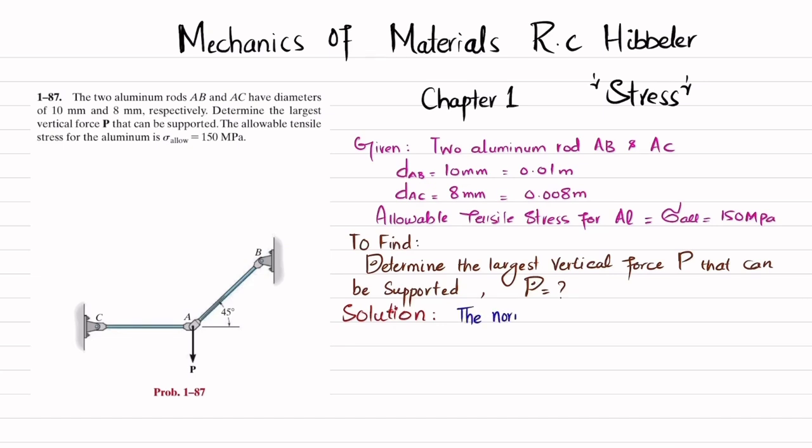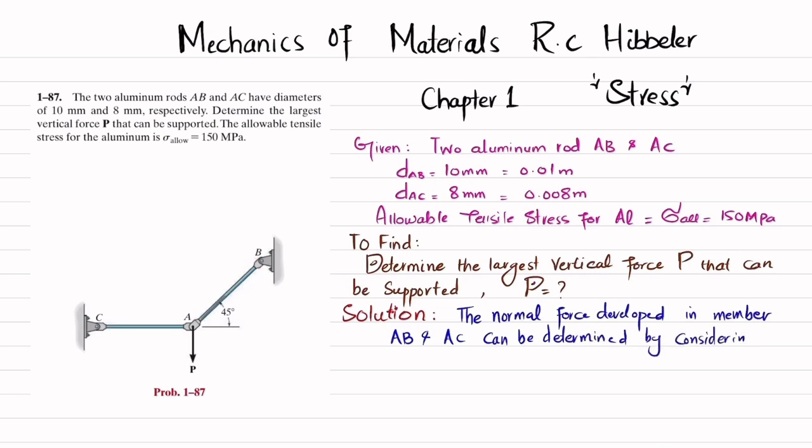The normal force developed in members AB and AC can be determined by considering equilibrium of joint A. What does it mean? It means that we will take joint A and apply the equilibrium conditions.